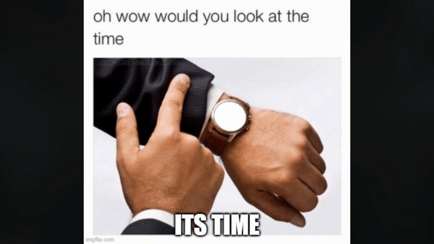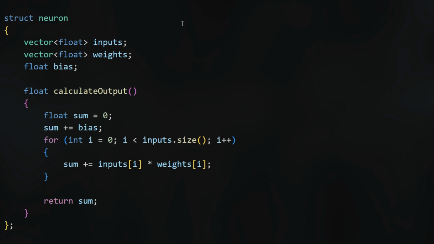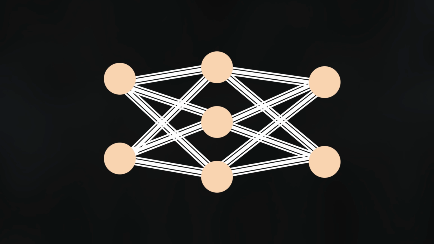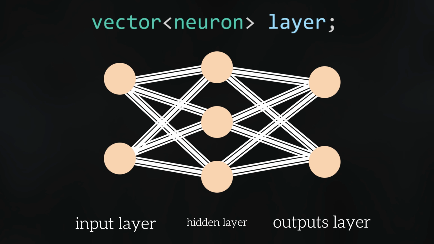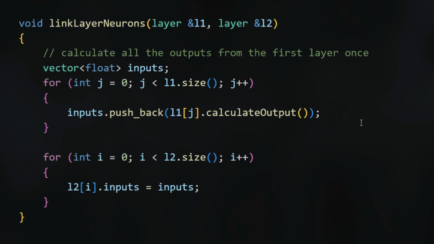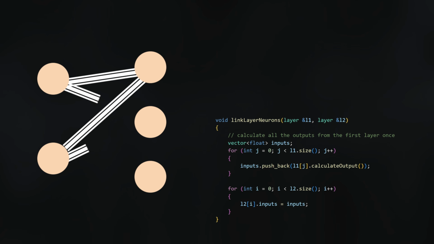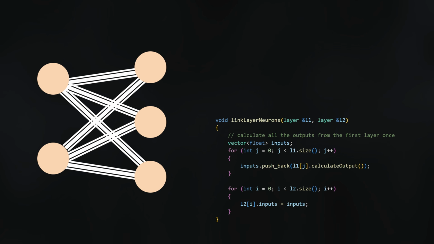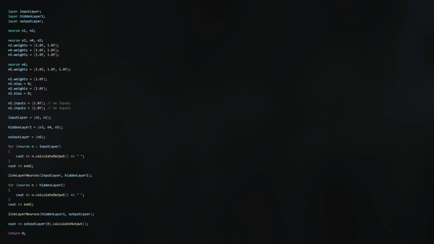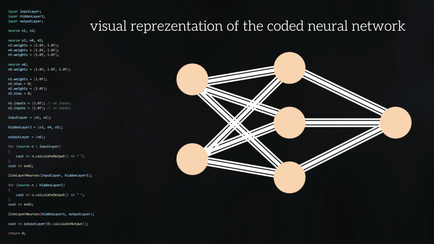So now it's about time to look at the code. This is how a neuron looks behind the scenes. Quite simple. The interesting part comes when you need to link all the neurons dynamically. I used a method with layers, where each layer is just a vector of neurons. This is a function that takes the outputs of the neurons from one layer and puts them in the neurons' inputs from the next layer. In the end, it was surprisingly easy to implement a demo of the neural network.